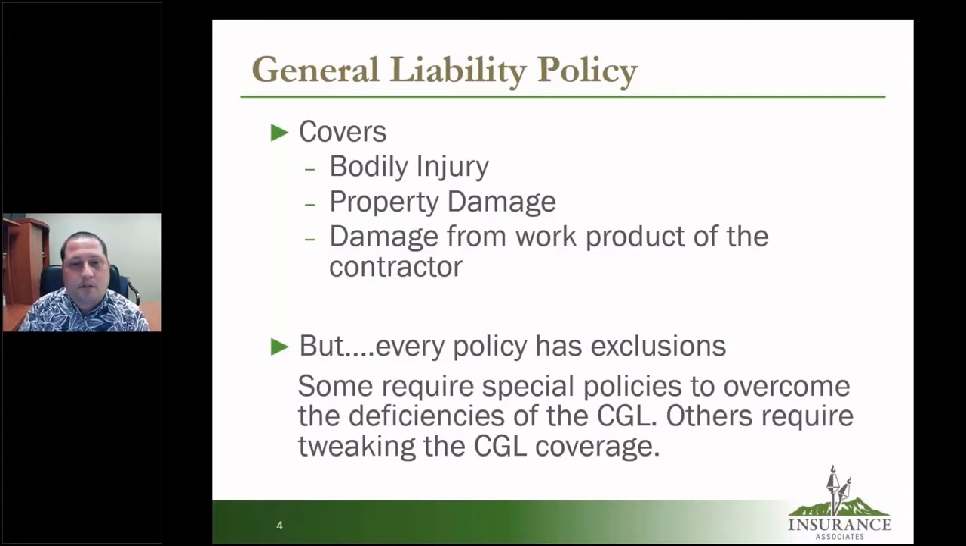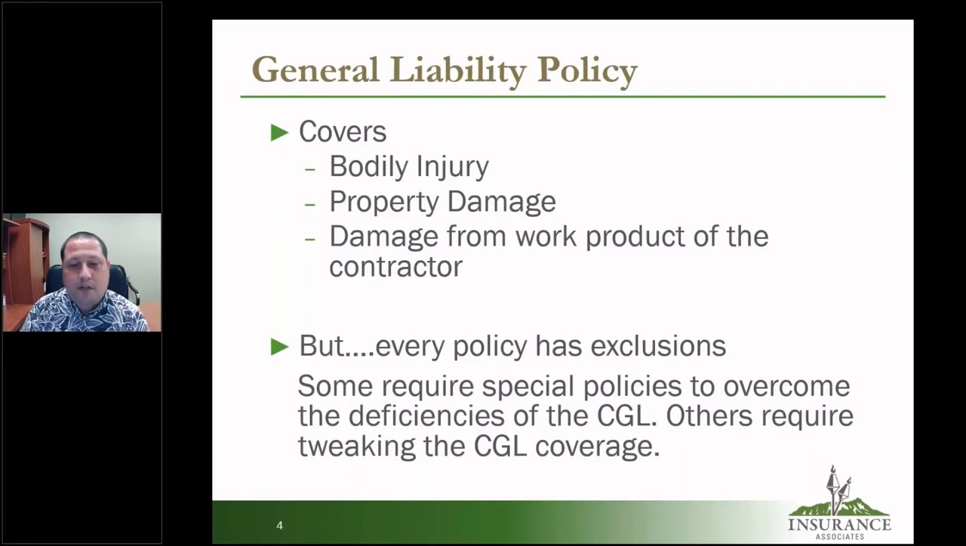So the general liability policy covers your liability for bodily injury and property damage to third parties. Basically, it's when you hurt someone or damage someone else's stuff. For contractors, it also covers their products or completed operations, or in other words, construction defects.